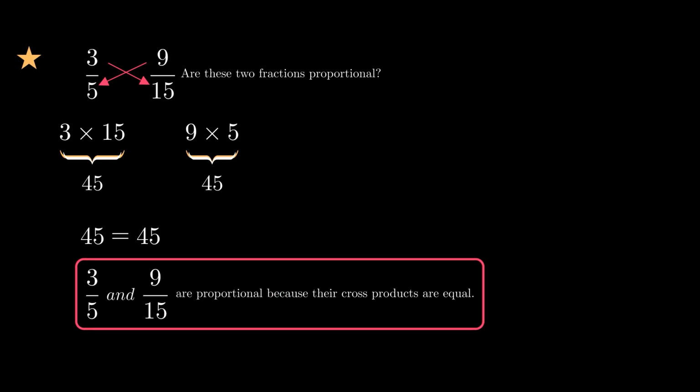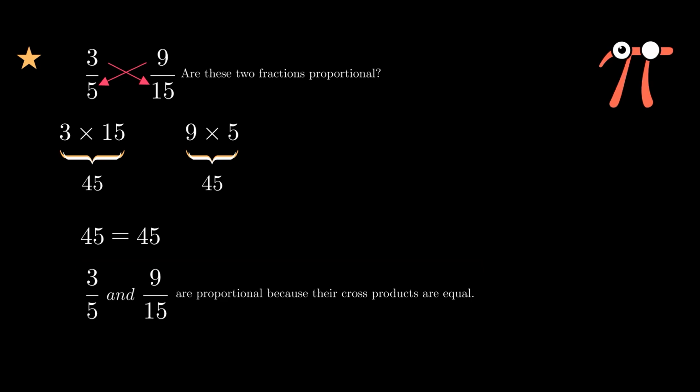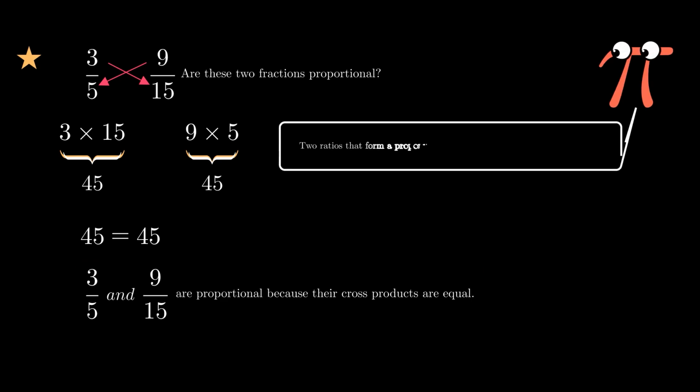When two ratios are proportional, they have the same value. This is why they're also called equivalent fractions. And therefore, 3 over 5 and 9 over 15 are equivalent fractions because they are proportional. Let's now look at how proportions can be used.